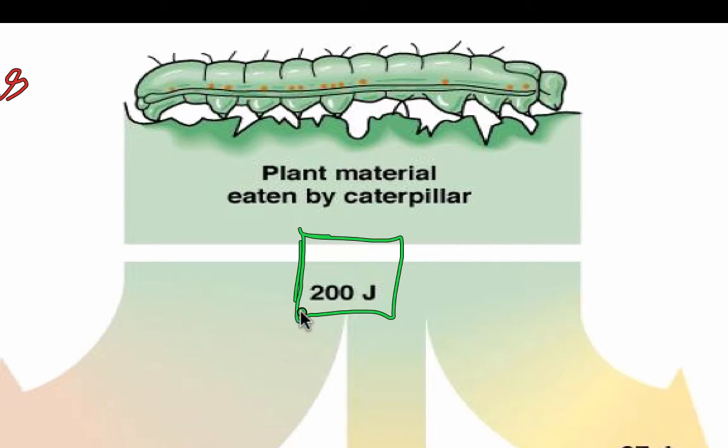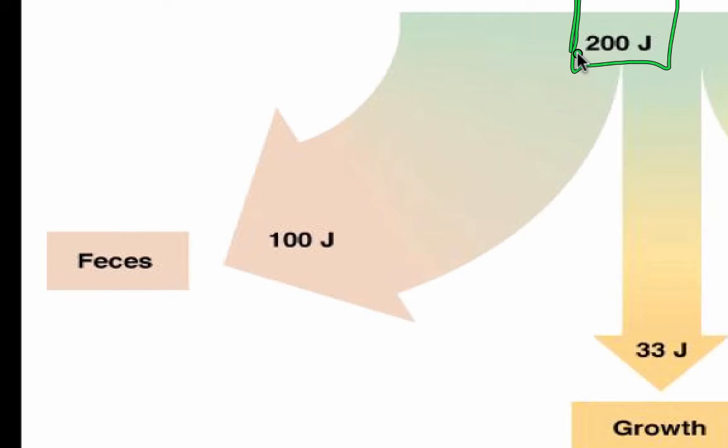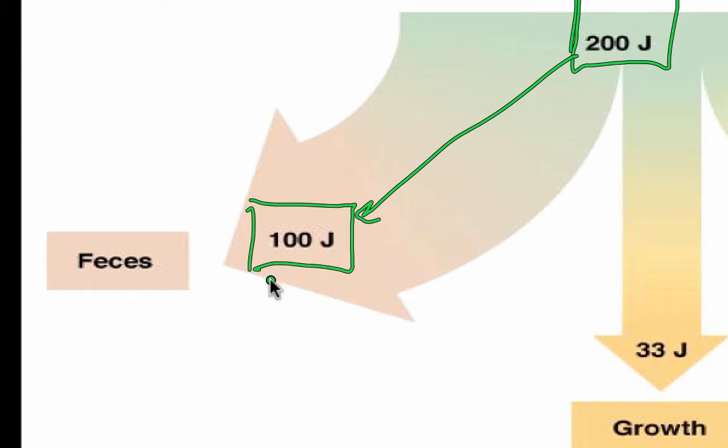Well, 100 joules of it, so we're talking about half of the energy that it eats, is feces. It just poops it out the other end. It can't use it. It's gone. Okay, so that energy is accounted for here. So we have some energy, 100 joules worth, going out here in this direction as fecal loss.